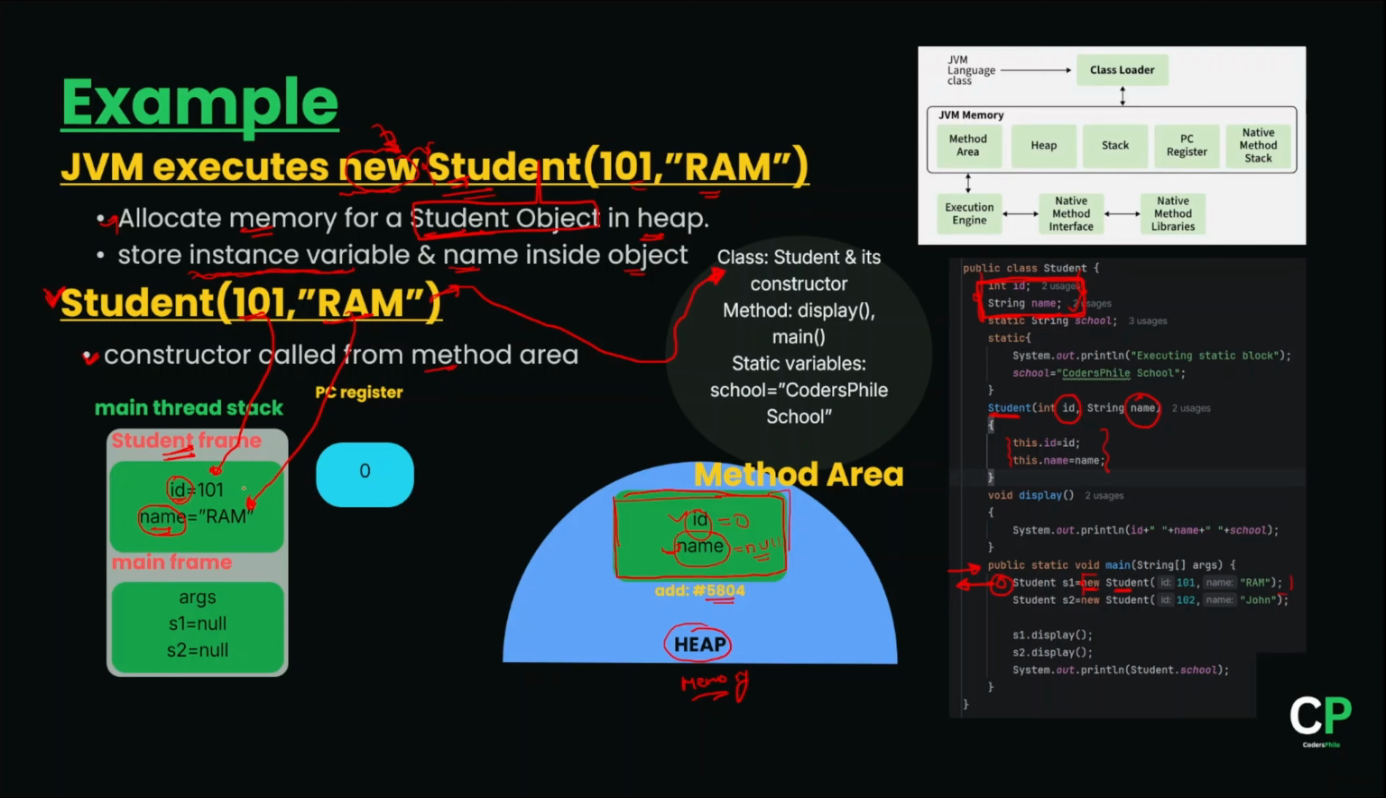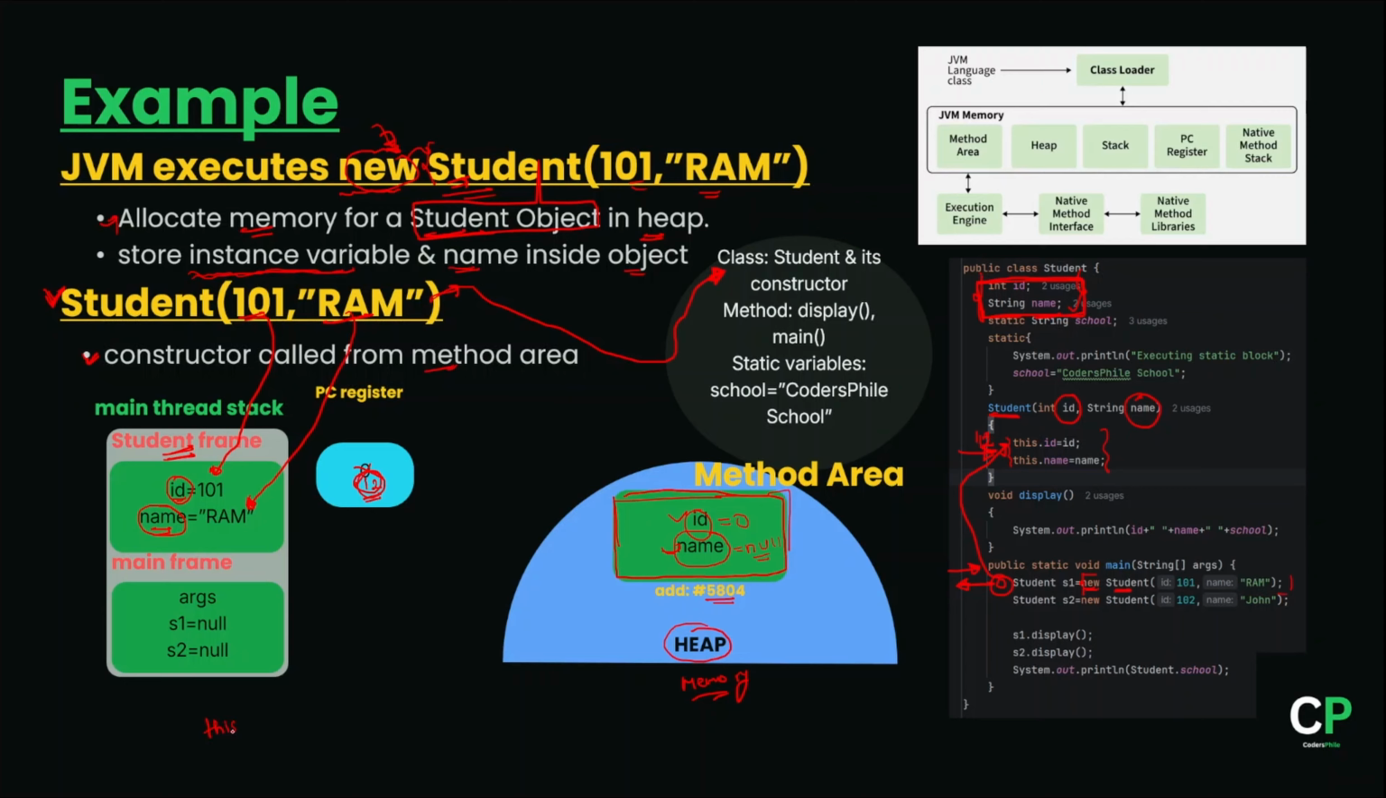Now the program counter register will shift to this line. Let's say its address is 12. So now this program counter register will hold the address of the current executing instruction. So this is the current executing instruction.